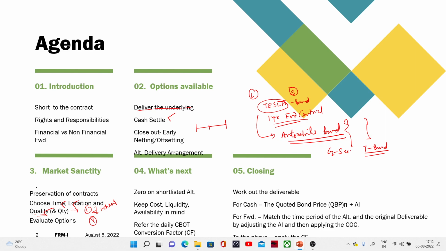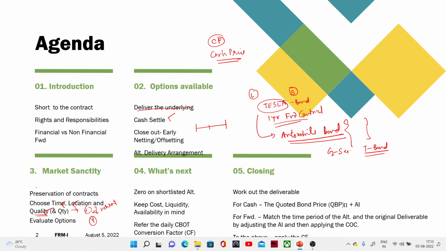So the next thing is how this is going to work out. The first thing out here is I'm going to introduce a certain thing. One is called the conversion factor, and second is what is called the cash price. Okay, so what is a conversion factor?